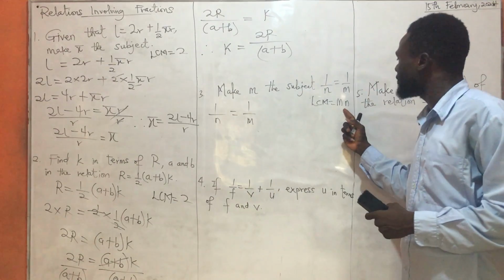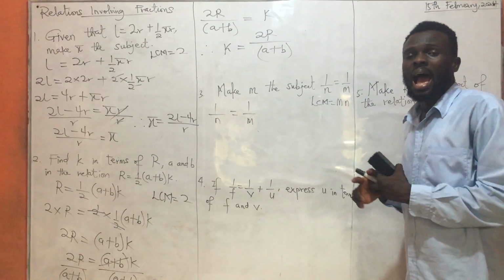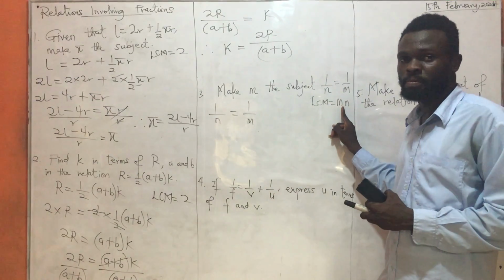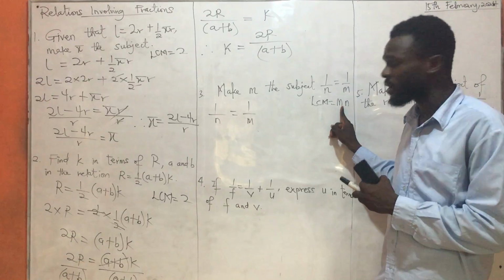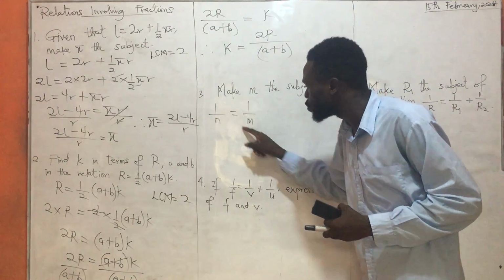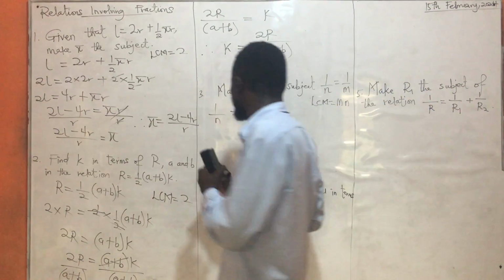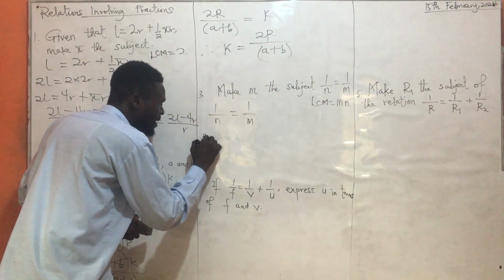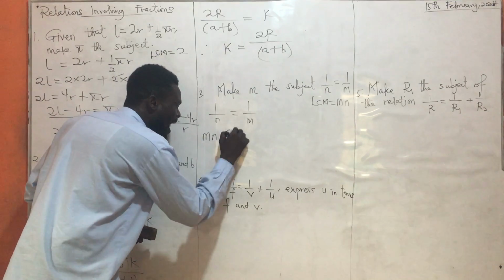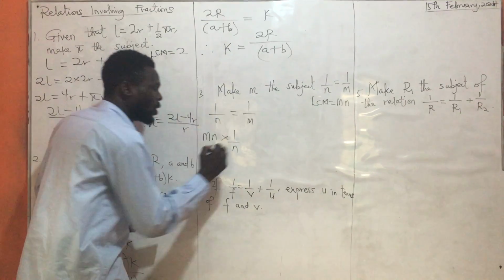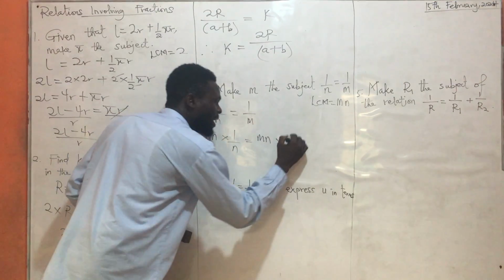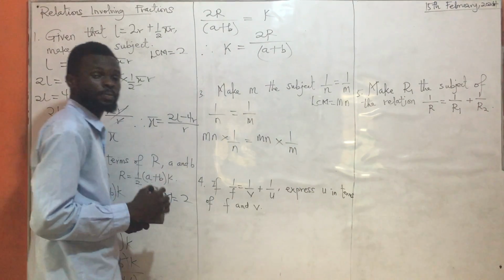So now that I have the LCM, what do I do? I am going to multiply each term by the LCM. And how many terms do I have? I have 1 term, 2 terms. So multiply each of the terms by the LCM. So the LCM, mn, multiplying 1 over m is equal to the LCM multiplying 1 over n.